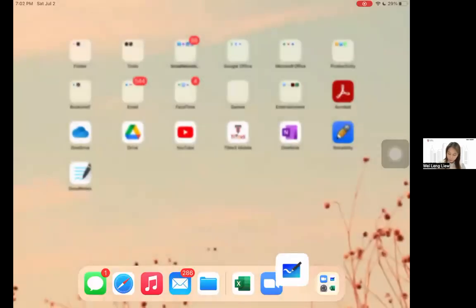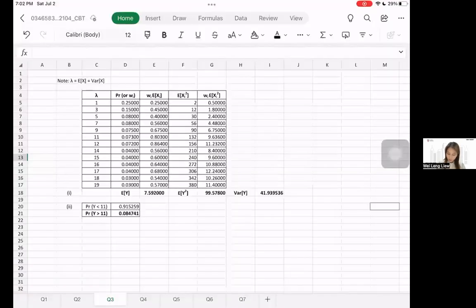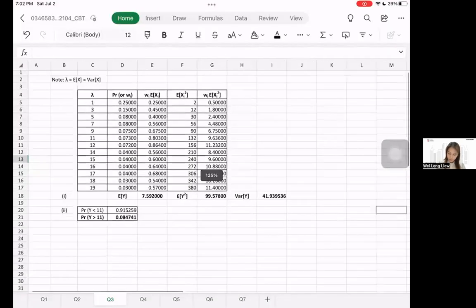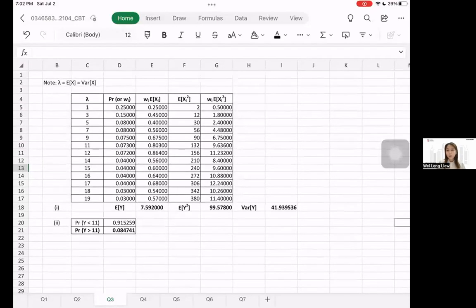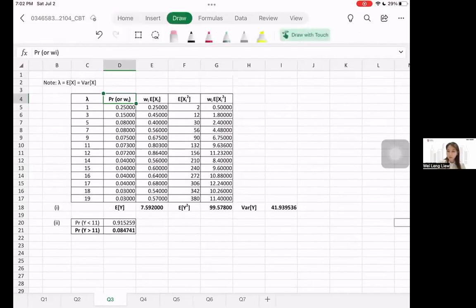Okay, let me just move on to the Excel folder. Before we begin, do note that in Poisson distribution, your mean and your variance are equal to your lambda. So these two columns here are the given information. Before I go into how we will calculate the overall mean, which is your EY here, the formula for EY is the sum of the weight of each mean.